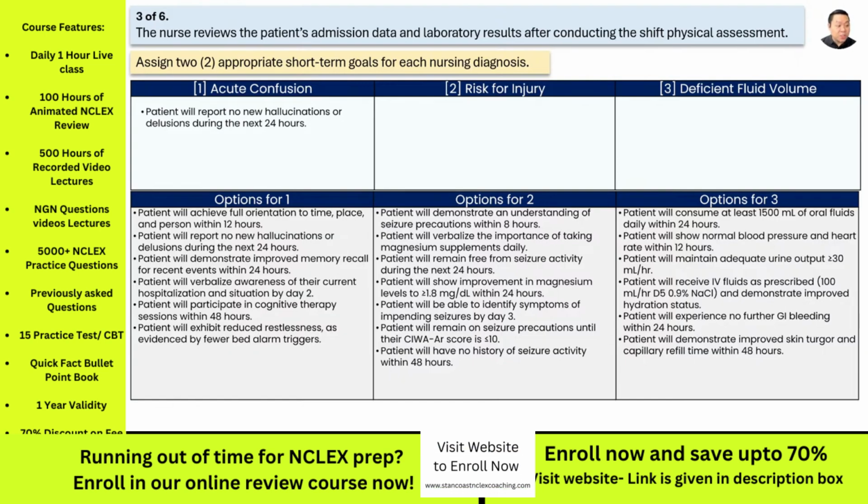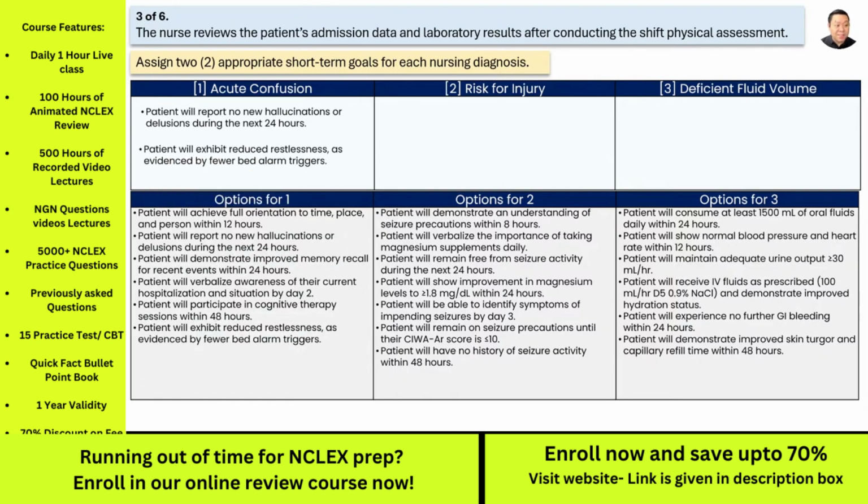Now, the next short-term goal that you should select is patient will exhibit reduced restlessness as evidenced by fewer bed alarm triggers. Reducing restlessness is a key goal because agitation is a common symptom of alcohol withdrawal. With fewer bed alarm triggers, this indicates that the patient's confusion and agitation are lessening, which is a sign of improvement in their mental status and also a step forward towards managing acute confusion. And so the rest of the options here are incorrect.